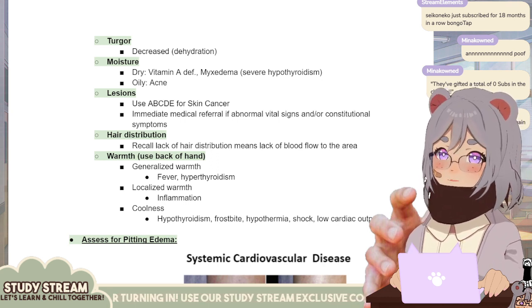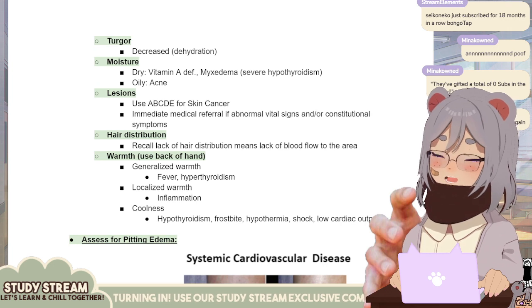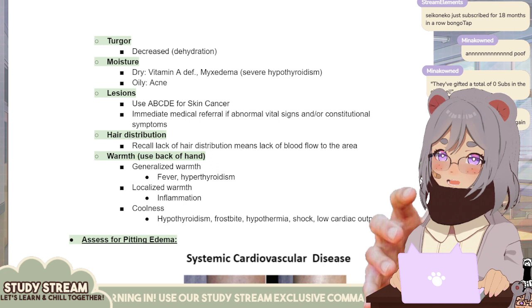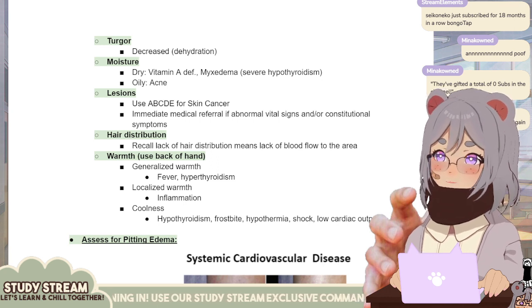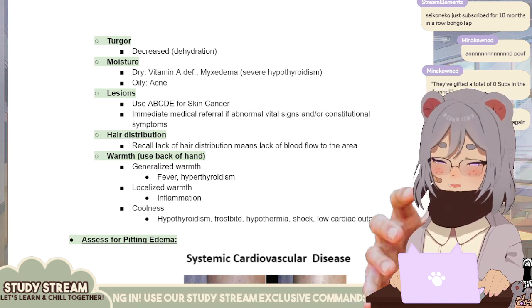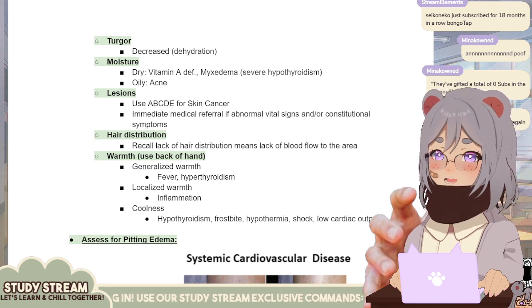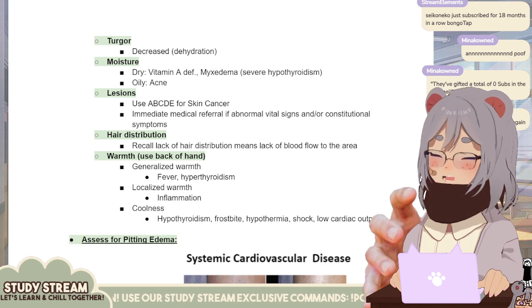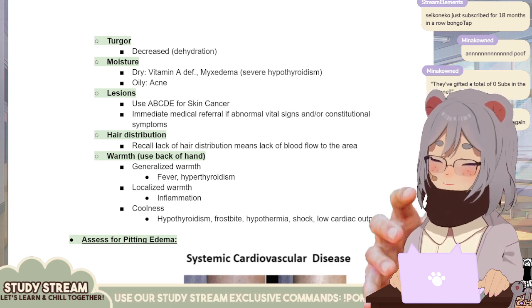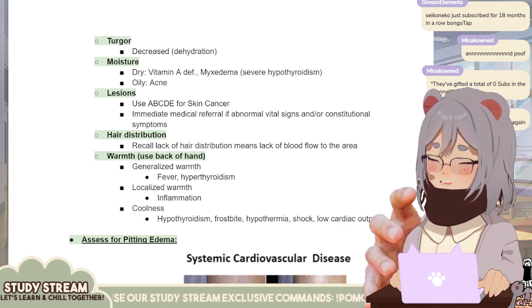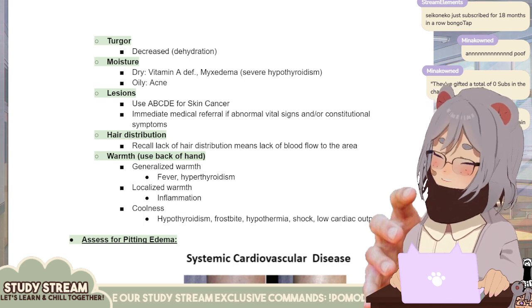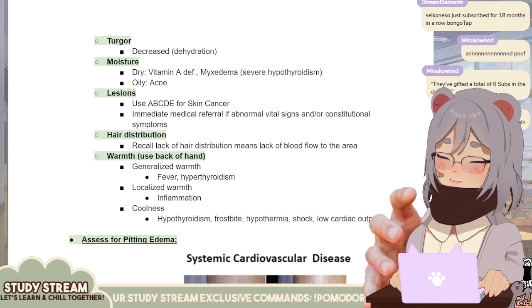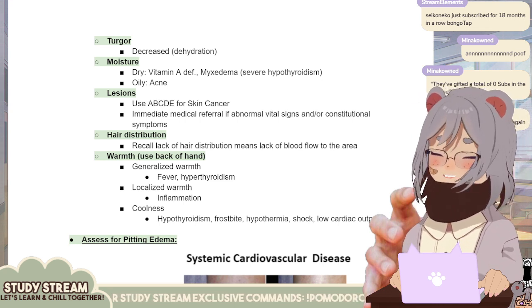Moisture could definitely play a part, whether your skin is dry or oily. Lesions we'll talk about in a moment. Hair distribution, I think we talked about this a while back, but basically if you don't have a good distribution of hair, that might indicate that you don't have good blood flow. Sometimes you look at your legs and notice a random patch gone. Maybe you don't have enough blood flow in that area, because blood flow provides the nutrition that helps with hair growth.